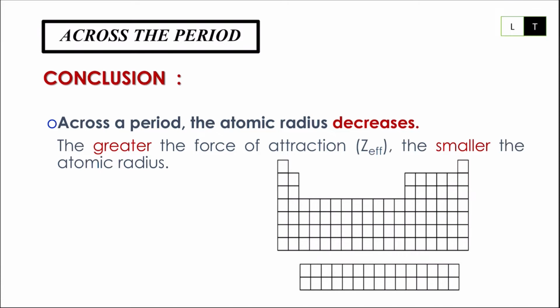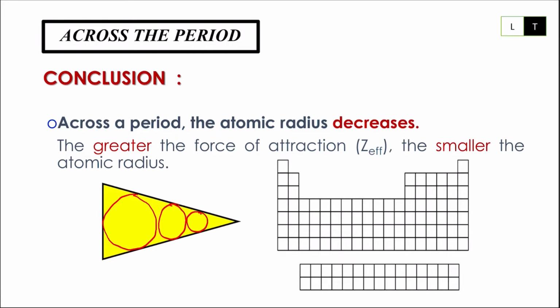So saya akan illustrate based on triangle just like this form. So you can see that across the period, if I got one atom here and the next atom in the same period, the size becomes smaller. That is why saya guna this triangle. So this is for elements across the period and the factor that we will use is ZEF.